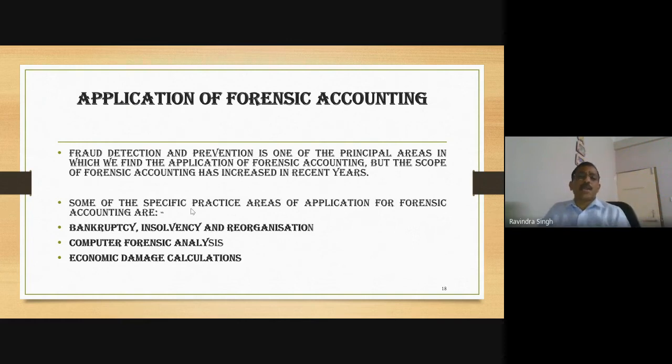Fraud detection and prevention is one of the principal areas in which we find the applications of forensic accounting, but the scope of forensic accounting has increased in recent years. Some of the specific practice areas of application for forensic accounting are bankruptcy, insolvency, and reorganization, computer forensic analysis, and economic damage calculations.